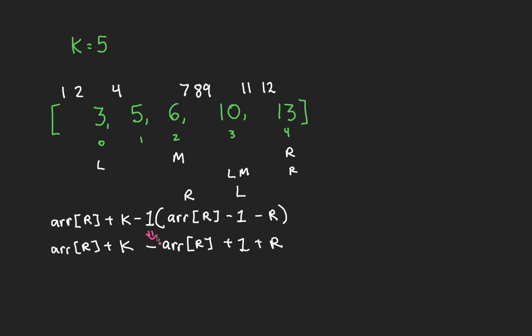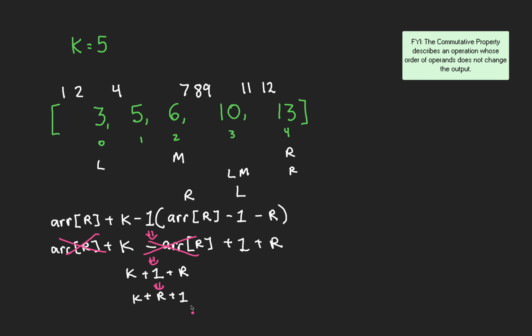Up next, let me ask you, what is the array at r minus array at r? 0, they cancel each other out. We can X that out, and we're left with k plus 1 plus r, which, by the way, is the same expression as k plus r plus 1. I just changed their order, but it won't affect the output because of the commutative property. I mean, 1 plus 2 and 2 plus 1 both equal 3, right?